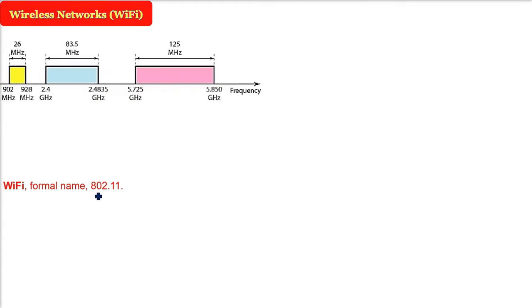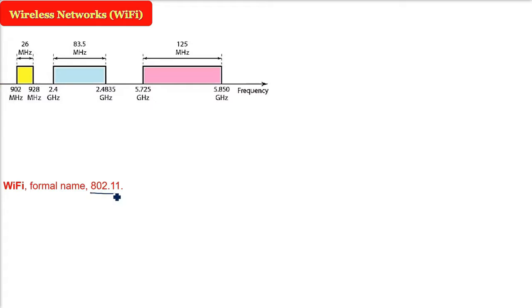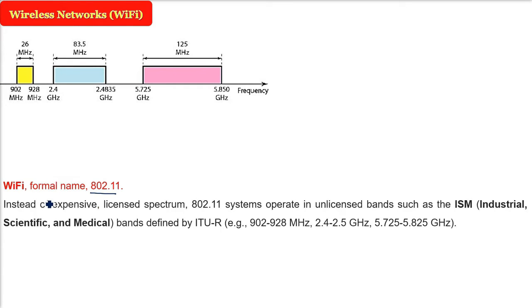Wireless networks, or Wi-Fi. Sometimes people also call it wireless fidelity. But here 802.11 is the IEEE standard, and Wi-Fi is the formal name. Now, Wi-Fi is using spectrum which is unlicensed.